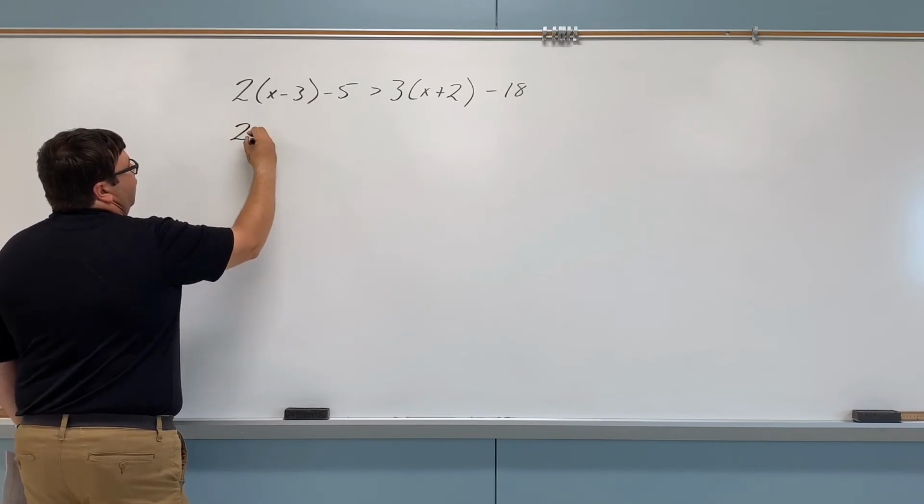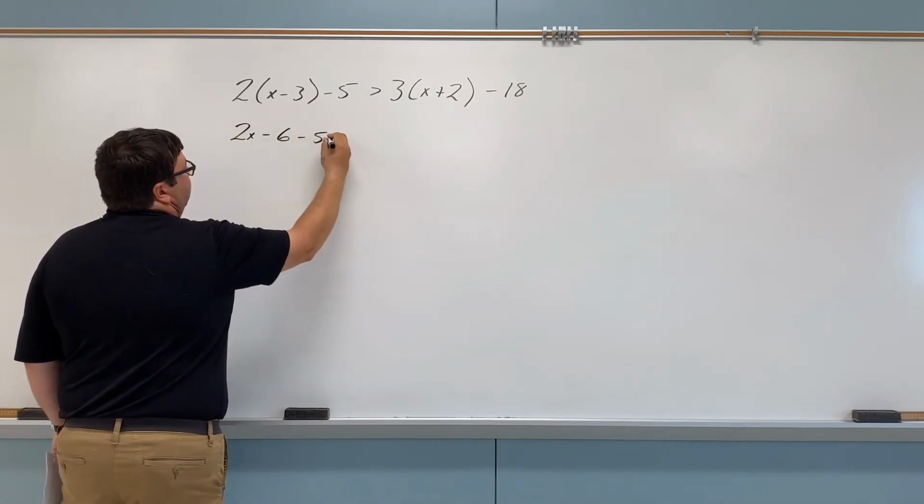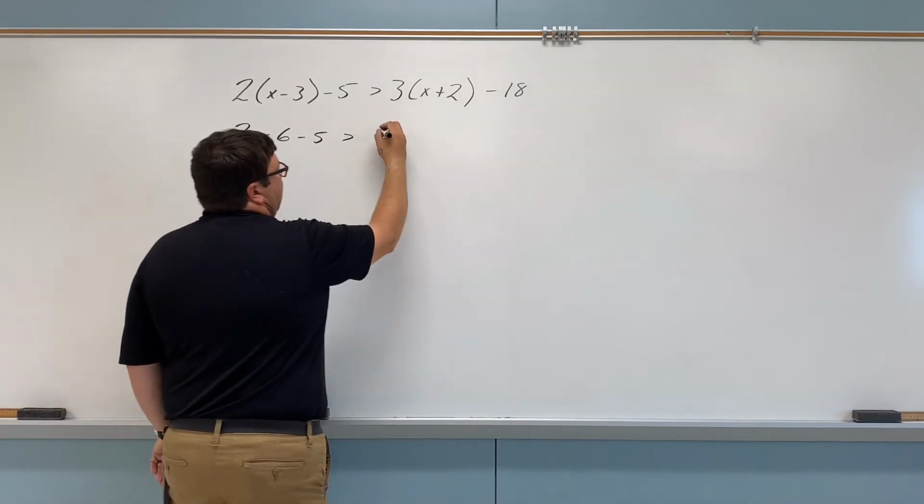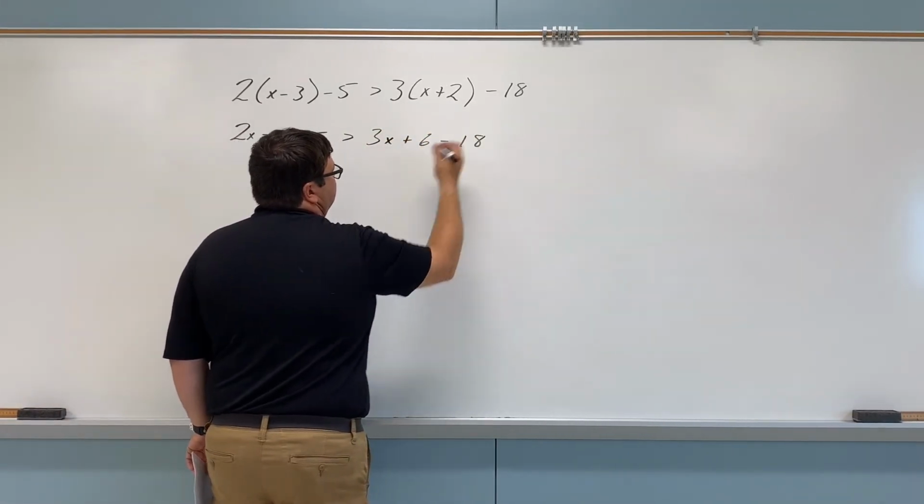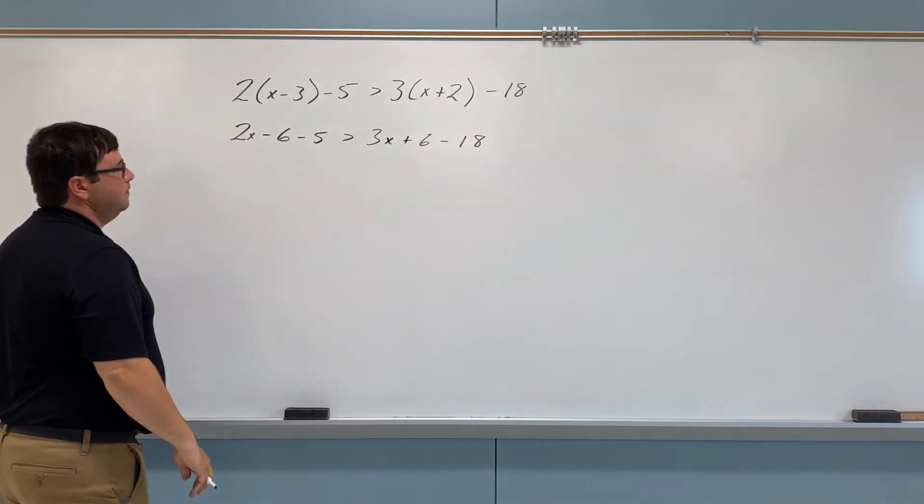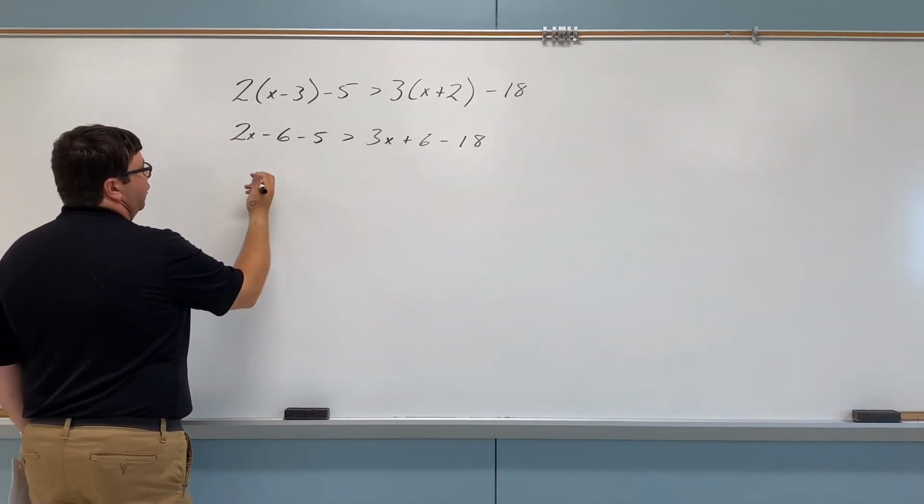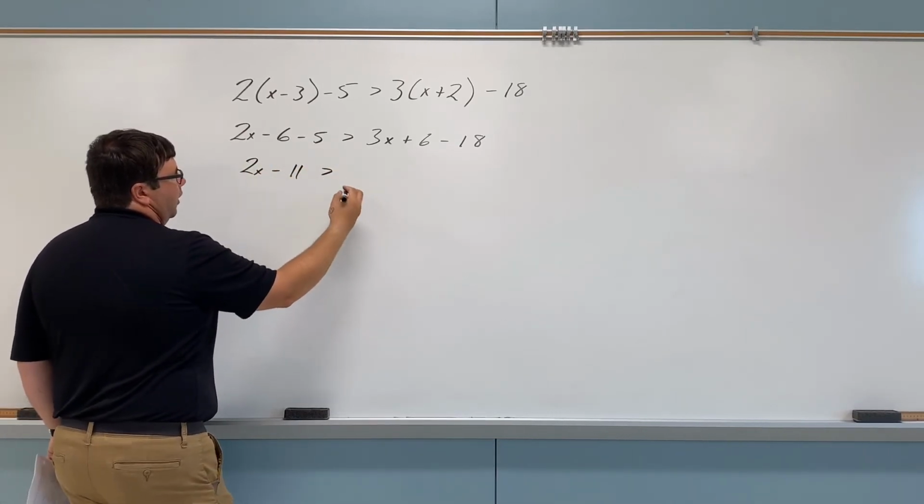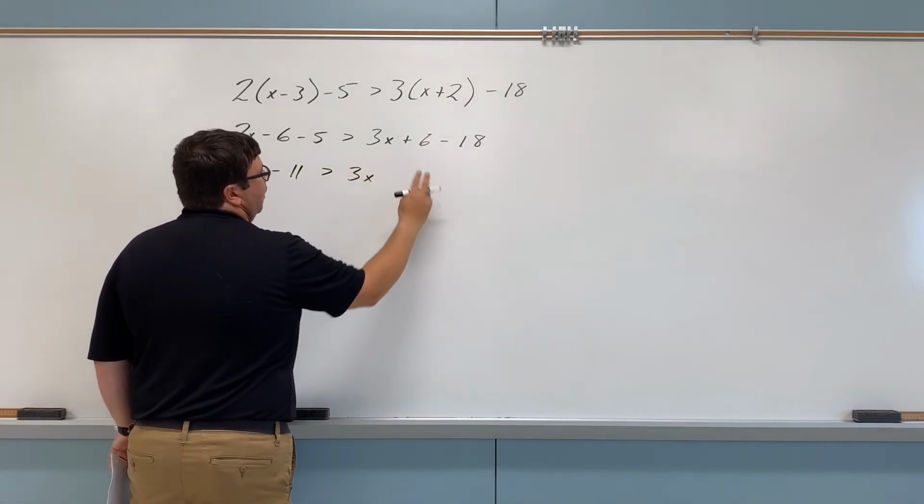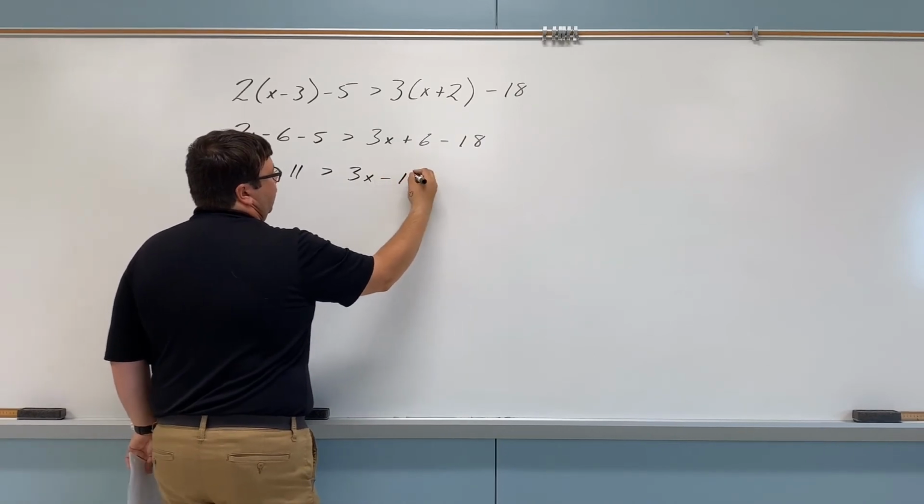So distribute, I have 2x minus 6 minus 5 greater than 3x plus 6 minus 18. Combine your terms. This is going to be 2x minus 11 greater than 3x minus 12.